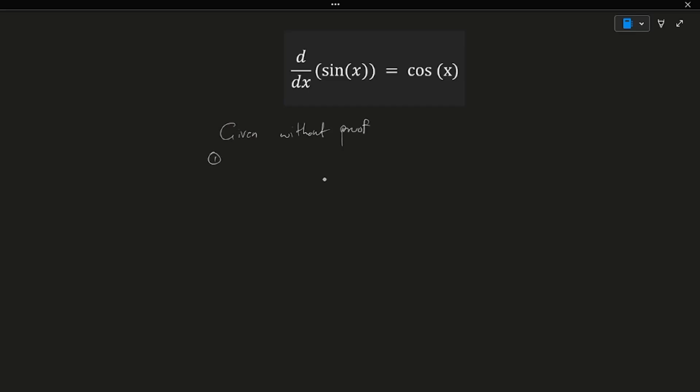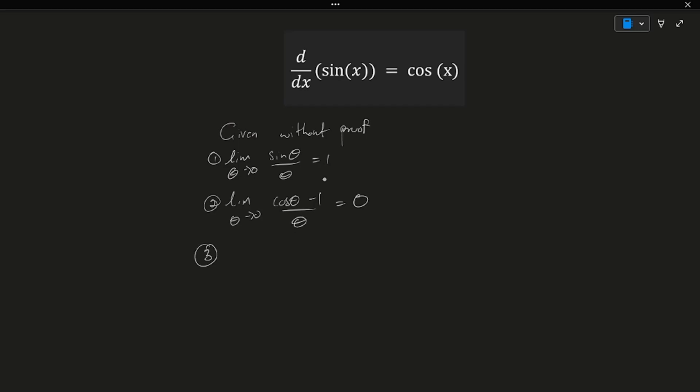Right, so the first given without proof is that we need the limit as theta approaches 0 of sine theta divided by theta to be equal to 1, right? So that's our first given without proof. And our second given without proof is that we need the limit as theta approaches 0 of cos theta minus 1 divided by theta to be equal to 0.